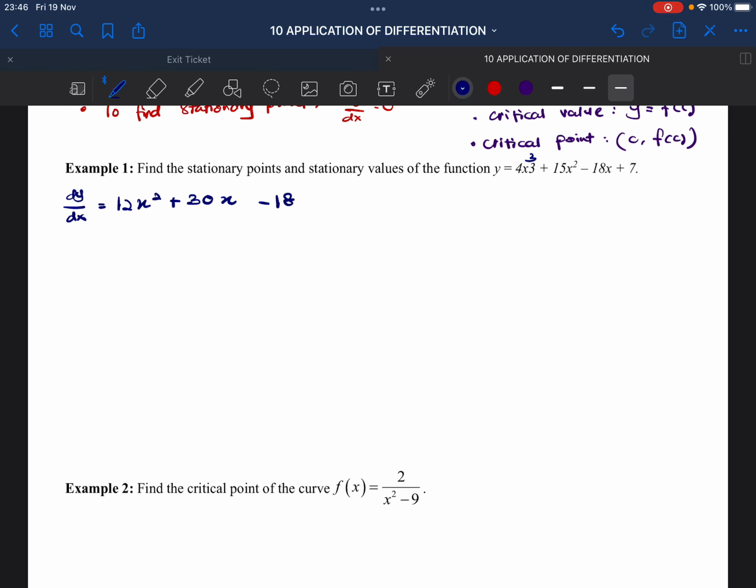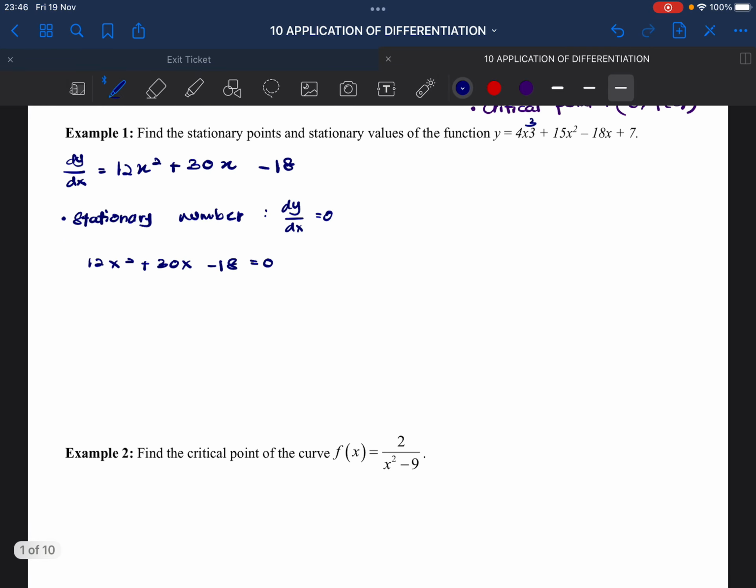Then we know that our dy over dx equals to 0. First we have to find stationary numbers. To find the stationary number, we let our dy over dx equals to 0. So we will have 12x squared plus 30x minus 18 equals to 0. Remember, whenever you have a quadratic equation, it must be simplified first. So we can divide everything by 6 and you should have 2x squared plus 5x minus 3 equals to 0.